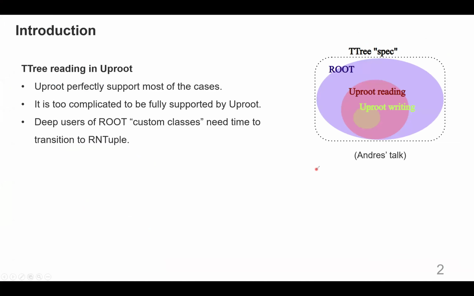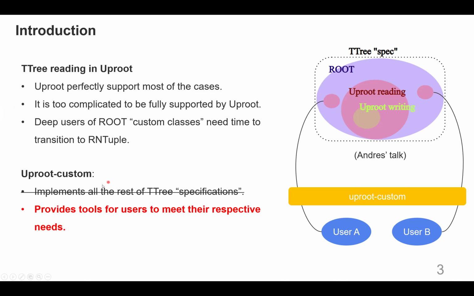Okay, I'm starting with the status of ROOT TTree reading. At present, TTree reading in uproot perfectly supports most TTree reading cases, but as Andrew's talk said, the TTree is too complicated to be fully supported. And now we have RNTuple, which is a better choice, but for those deep users of root custom classes, they still need time to transition to RNTuple. So is there any way to directly read their custom classes with uproot? The answer is yes, and here comes uproot-custom.